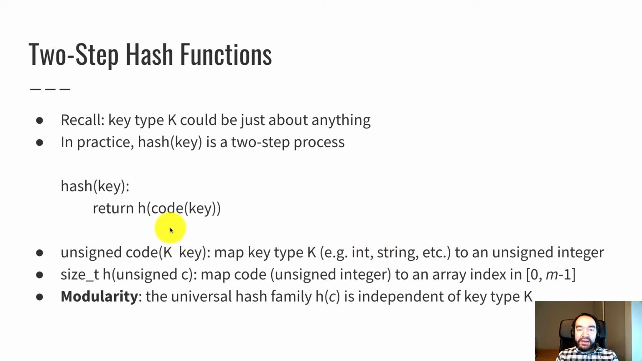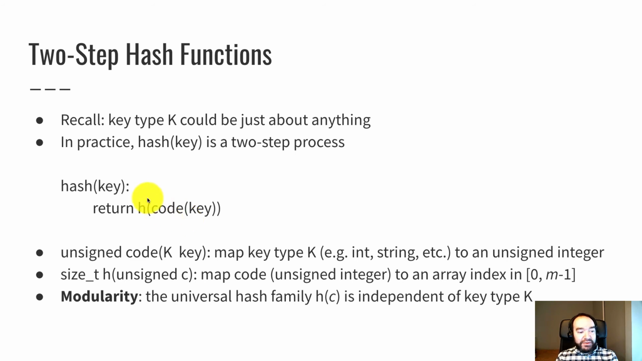If k, the key type, is unsigned integer, then that code function doesn't have anything to do. But if the key type is a different data type that's very much not an integer, like a string, then code needs to do the work of turning that string into an integer somehow. Then there's a separate function that we'll call h to be consistent with our primary sources. What h does is it takes an unsigned integer called a code, and it maps that code into an array index. So the code function's job is to take this key data type, which is not necessarily even an integer, and get it to be an integer.